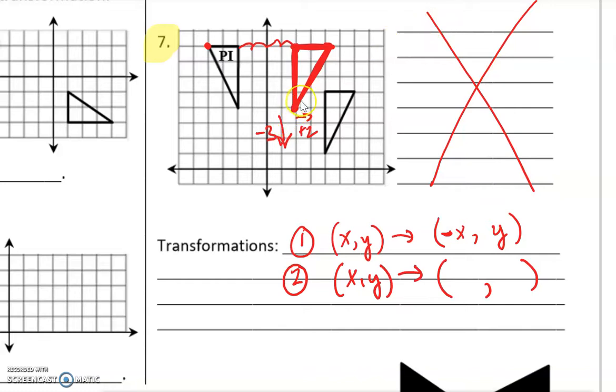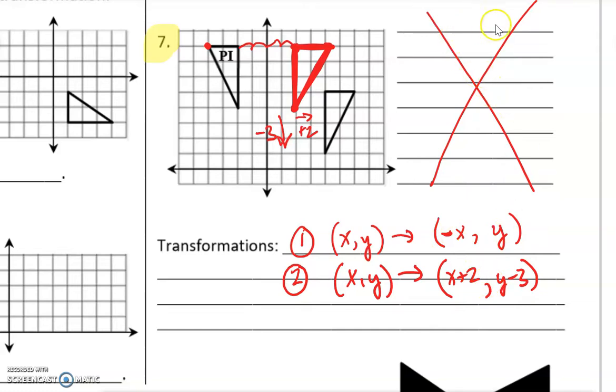I think we slid to the right 2 and down 3. So x plus 2, y minus 3. So I'm just going to write x plus 2, y minus 3. And as long as I can see your work up here on the graph, and I can see the notation of the transformation steps that you took, I'm perfectly fine.